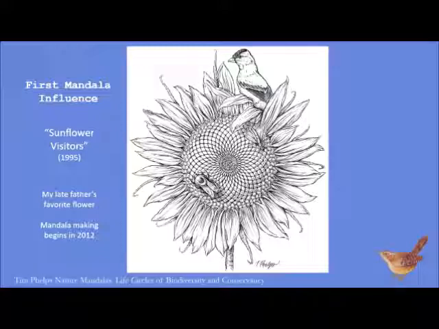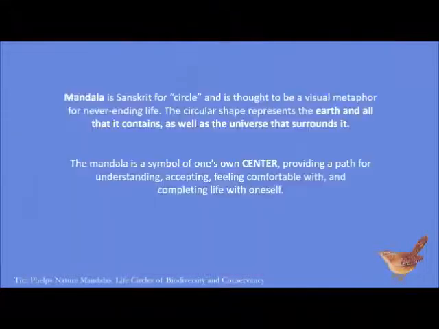So this was the journey starting for me, which led to 2012 when I began making mandalas. A mandala is Sanskrit for circle and is thought to be a visual metaphor for never-ending life. The circular shape represents the earth and all that it contains, as well as the universe that surrounds it. The mandala is a symbol of one's own center, providing a path for understanding, accepting, feeling comfortable with, and completing life with oneself.